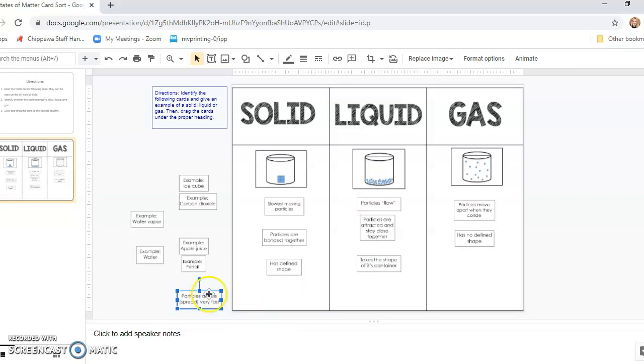And then our particles diffuse or spread very fast. We know that would be our gas, correct. Particles diffuse very fast when they're moving around really quickly. So now let's get into our examples.